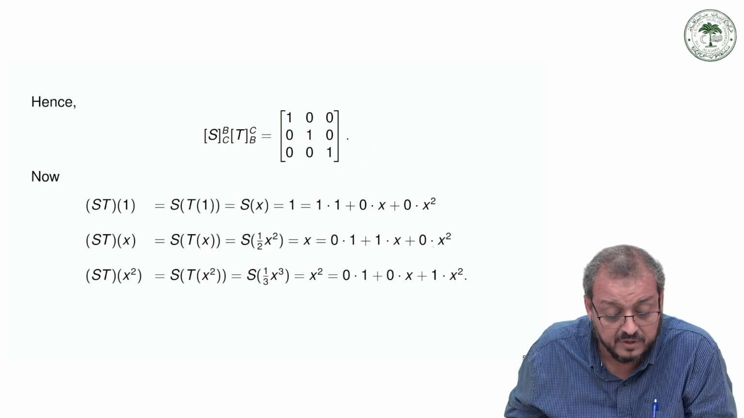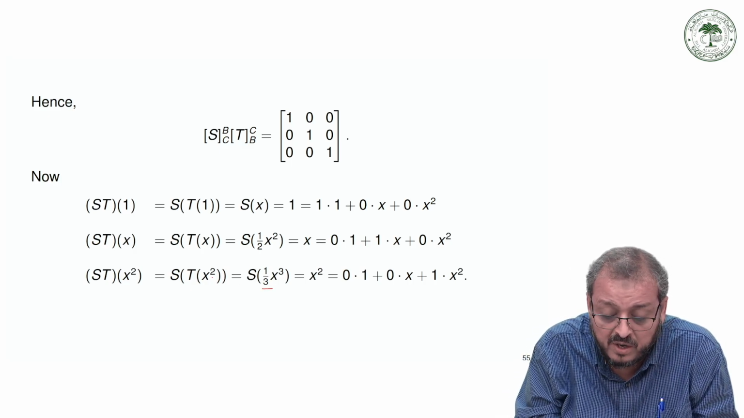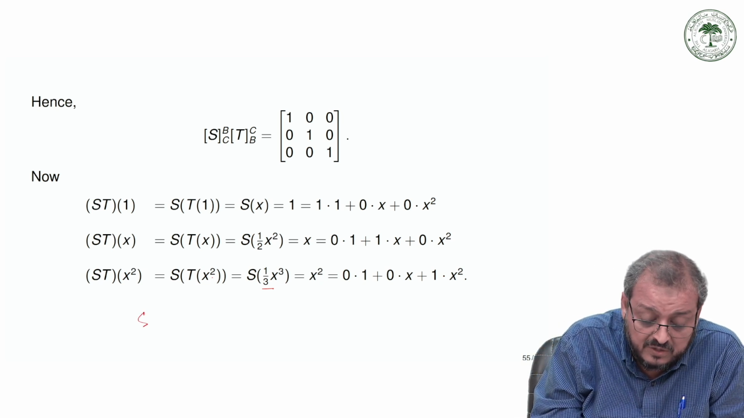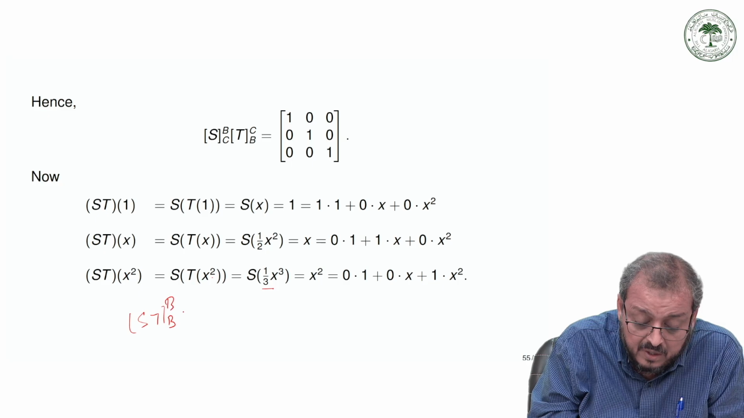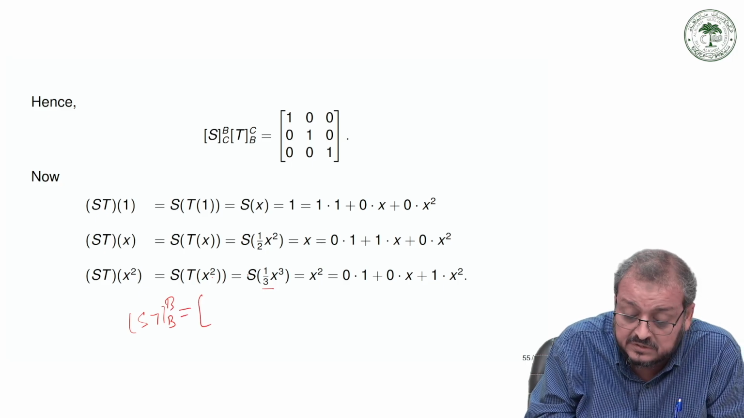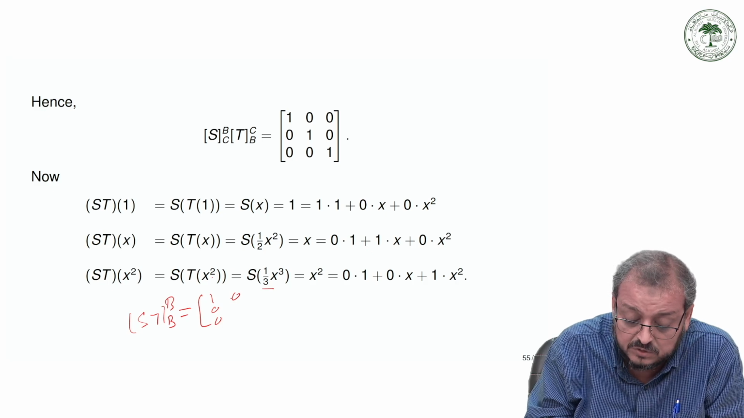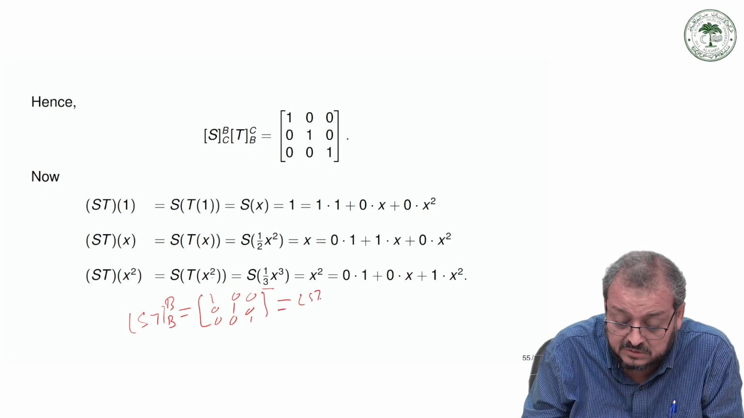Similarly, we take x square. The integration gives 1 by 3 x cube, then the derivative gives 3x square, and the 3 cancels out, giving x square. So this means we can say that ST from B to B is the matrix with rows 1 0 0, then 0 1 0, then 0 0 1, and this is the same as the matrix of S from C to B.